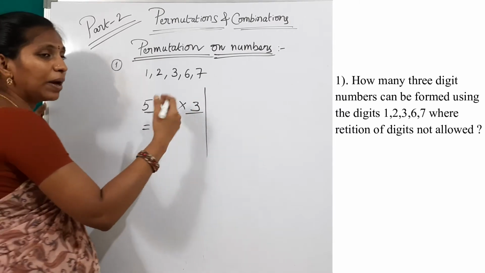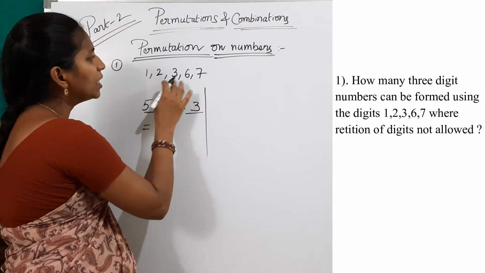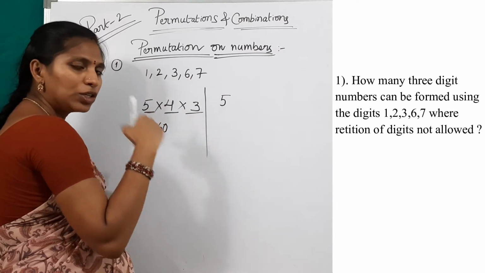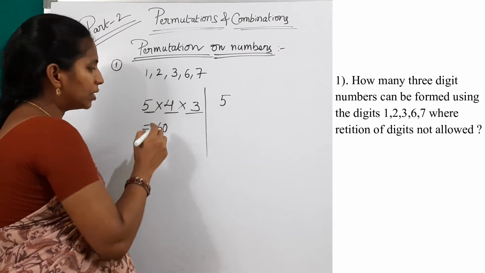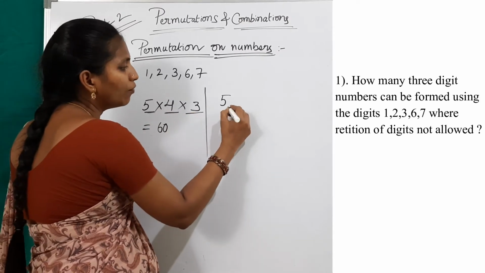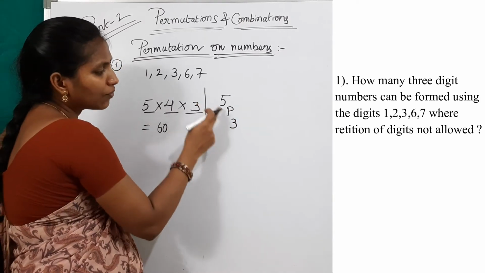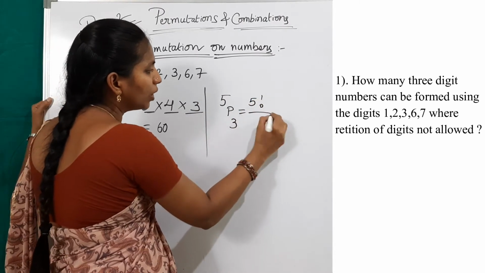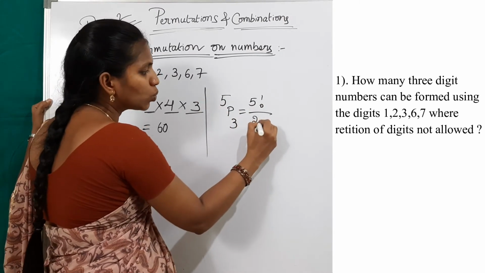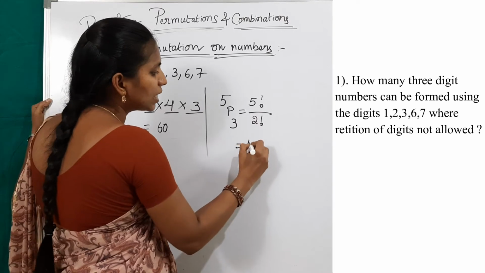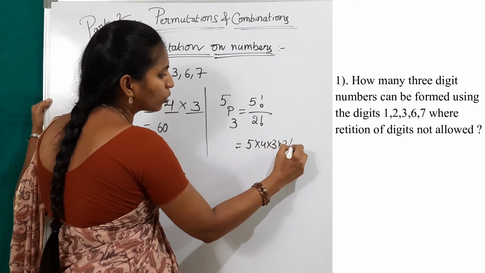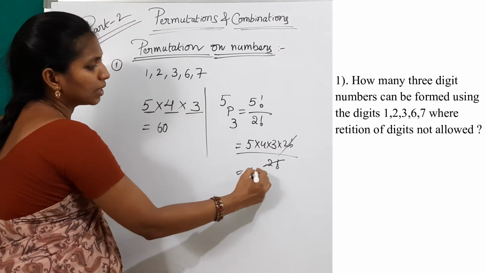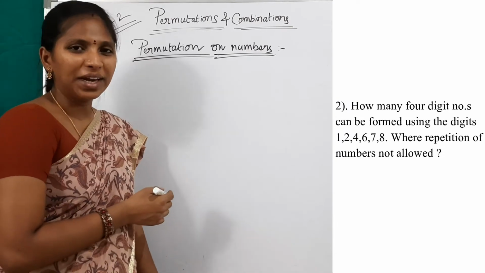This is also permutation, but by using a formula. How many digits are there? 5 digits. From these 5 digits, we should make 3-digit numbers. How many blanks are there? 3. So 5P3. So n value is 5, r value is 3. So 5P3 equals 5 factorial by 5 minus 3 factorial, which means 2 factorial. So final result is 5 into 4 into 3 into 2 factorial by 2 factorial. So 5 into 4 into 3, same. Answer is 60. Very important and very interesting questions.